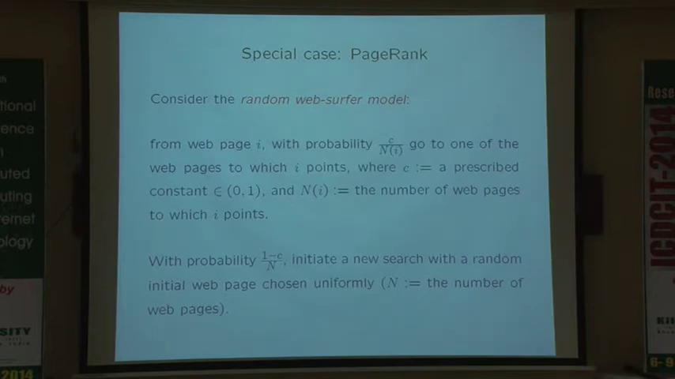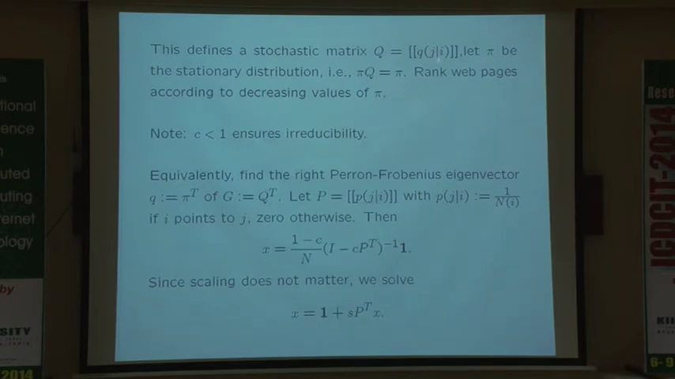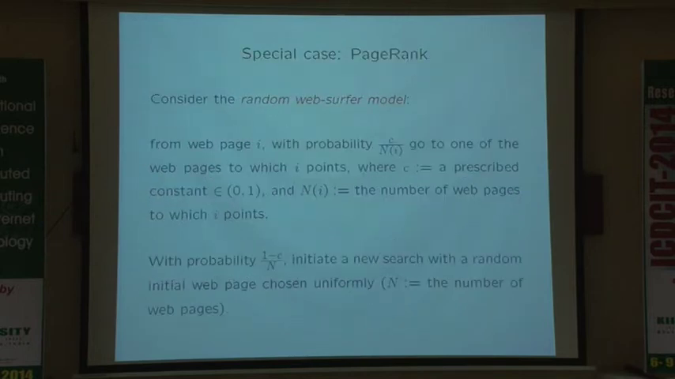So with probability C, you go to one of your successors with equal probability. So the probability C is divided equally between them, C by Ni for each neighbor. And with probability 1 minus C by n, you go to one random web page and start a new search. So this defines the stochastic matrix, and in fact this factor makes it very convenient.